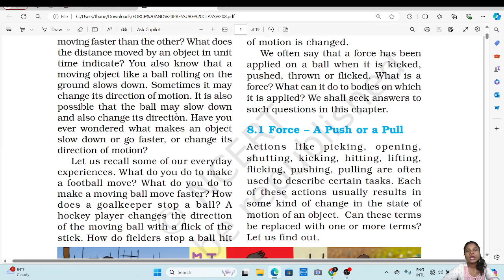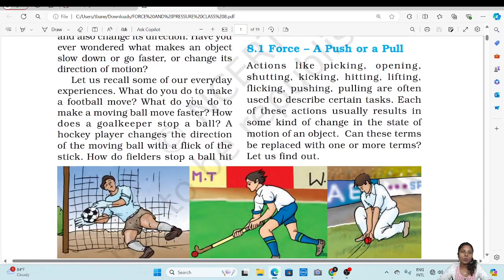Have you ever thought, now see there's a ball on the field. You kicked it only once. In the initial time it will move very fast, but after some time gradually the speed will decrease. So on what basis do we know that a ball is going to move faster or slower, or if it is going to change its direction of motion?